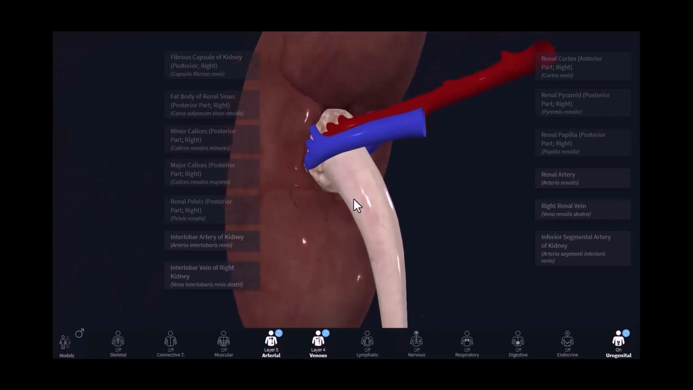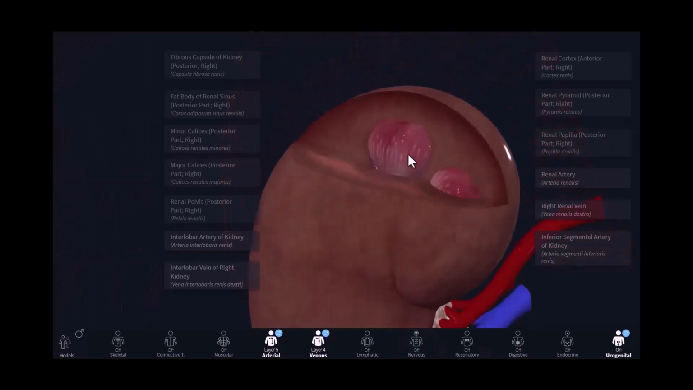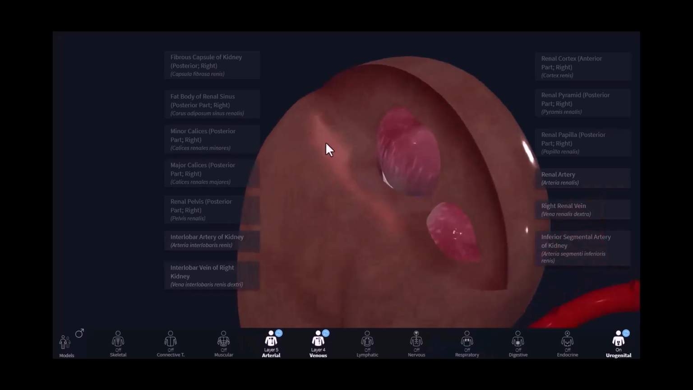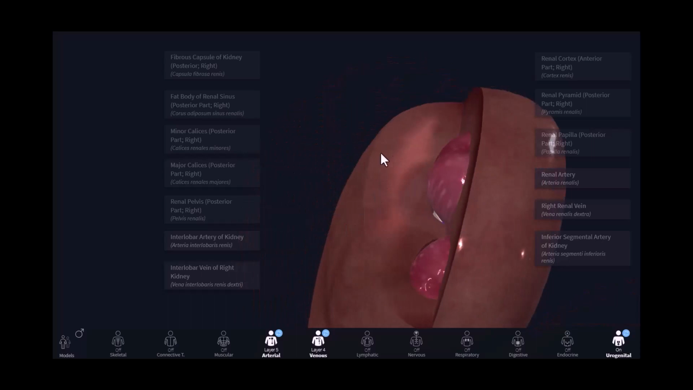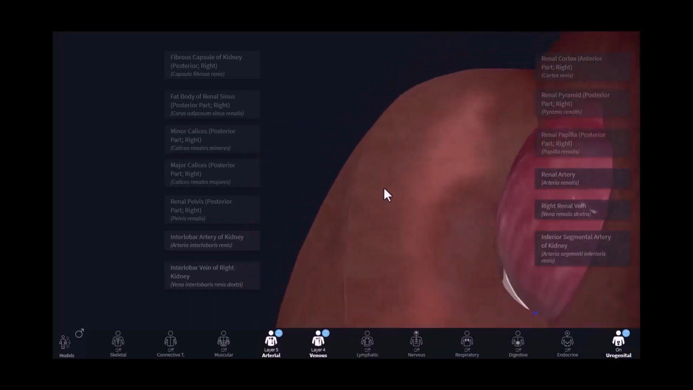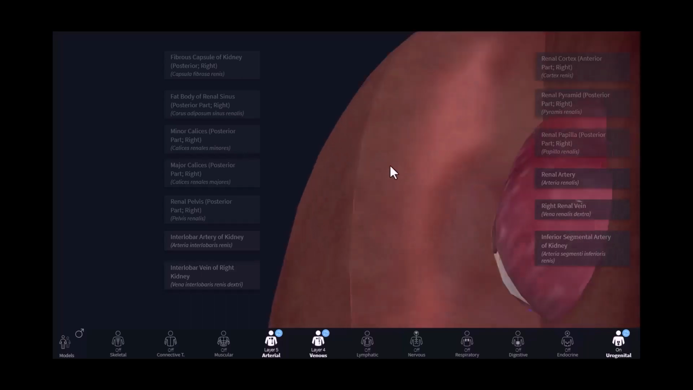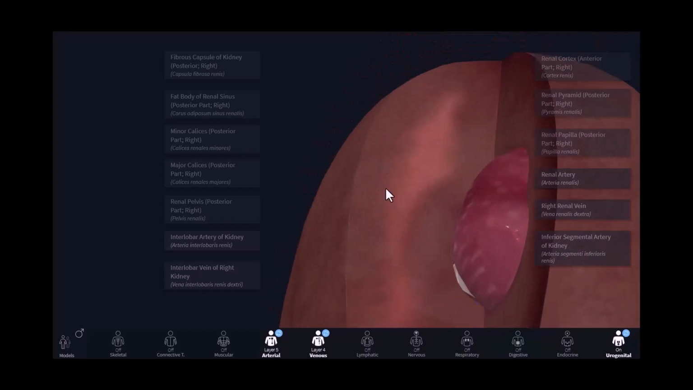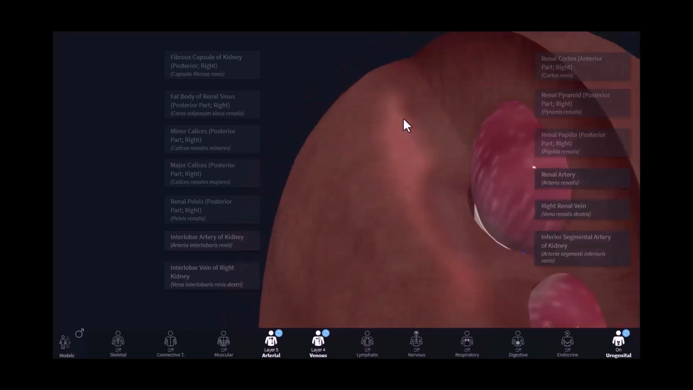If we go upwards, we will notice these weird looking structures, but I want you to focus on this area. Notice how this area is a little lighter than this area right here. So this area that's a little darker is called the renal cortex. It's more of the superficial tissue of the kidneys, and inside here is called the renal medulla.